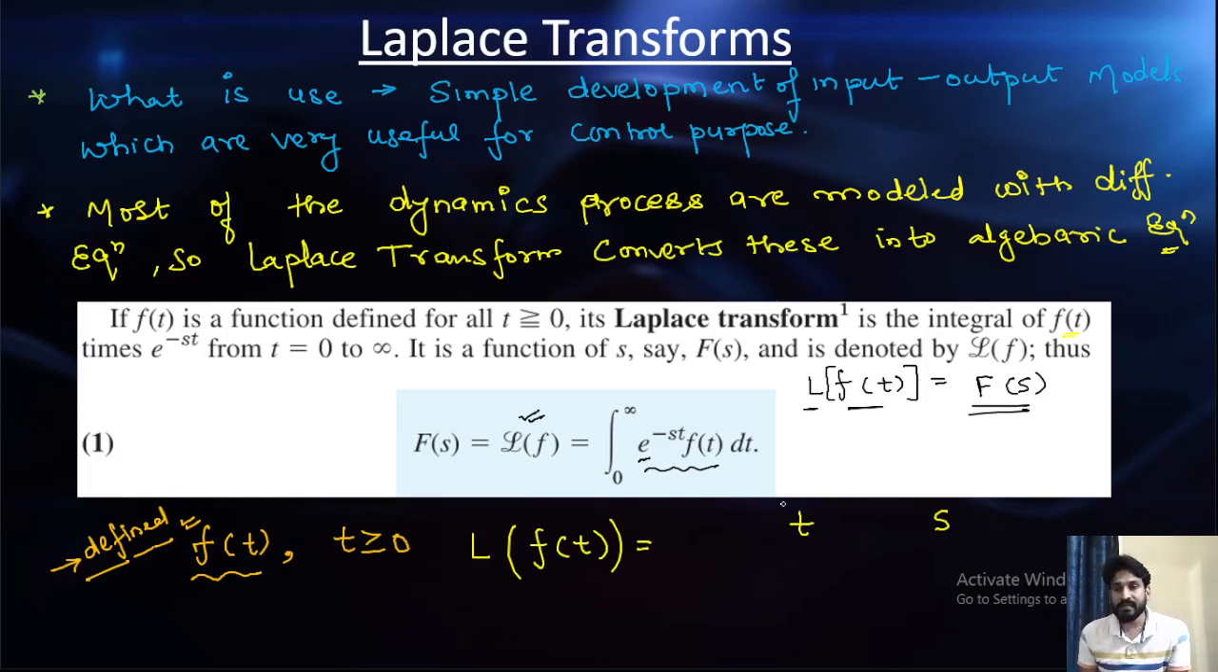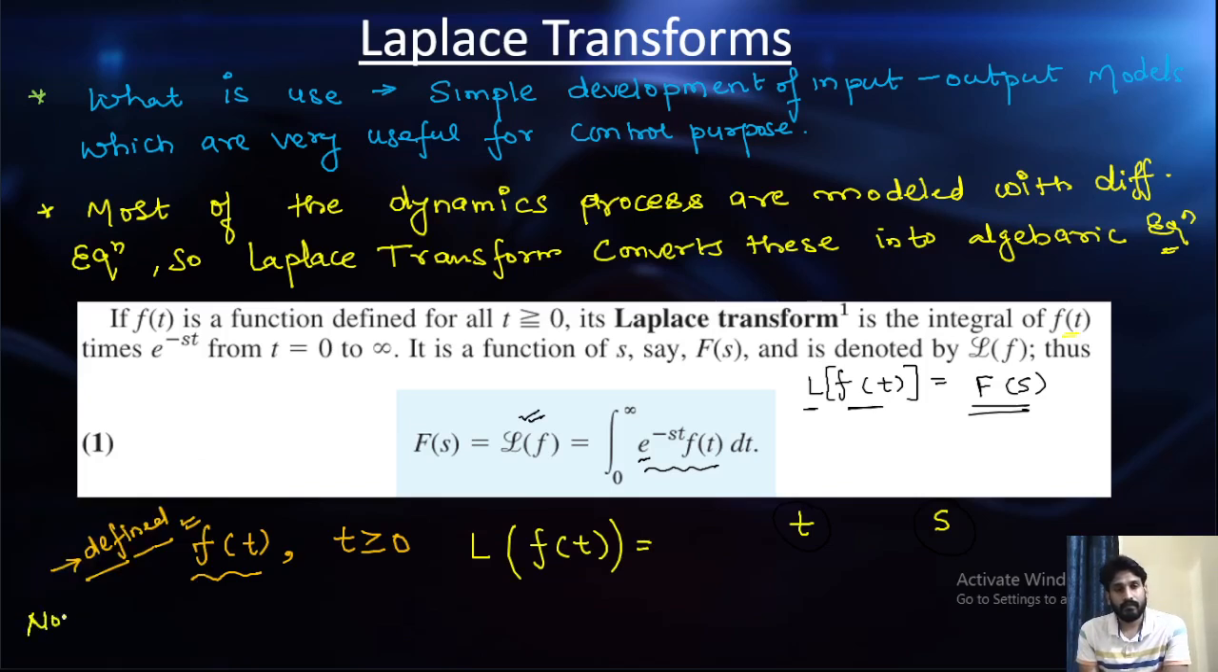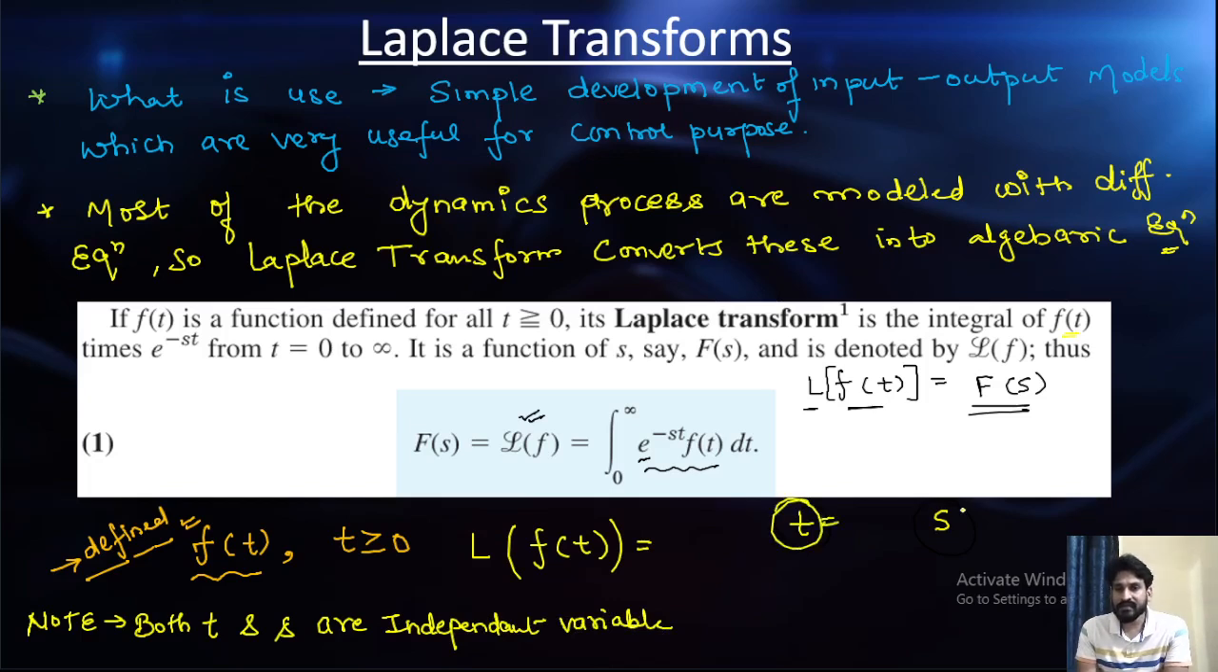So there are two variables, t and s. Is it clear to you or not? Both t and s are independent variables. I'll write here: both t and s are independent variables. Here t is the time domain, s is the frequency domain.